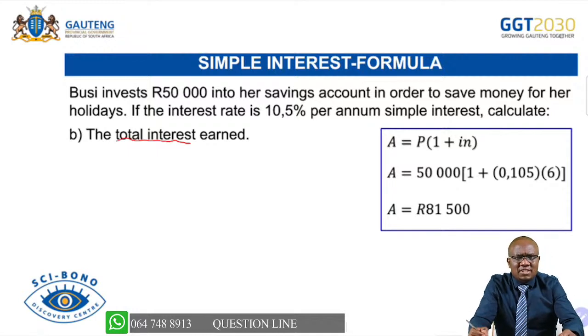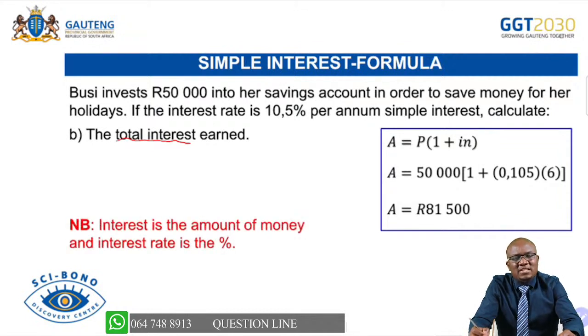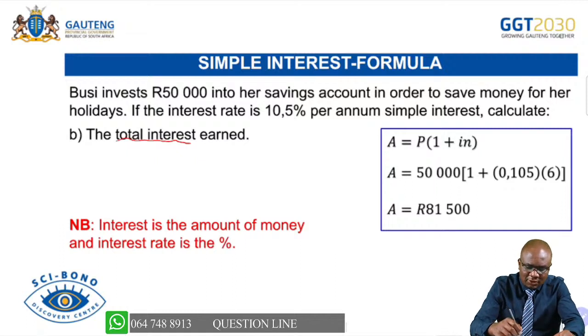I hope we managed to discuss this, grade 11s. What is the difference? The interest is the amount of money. The interest is the money. And then the interest rate is the percentage. So in this case, our interest rate is 10.5%.